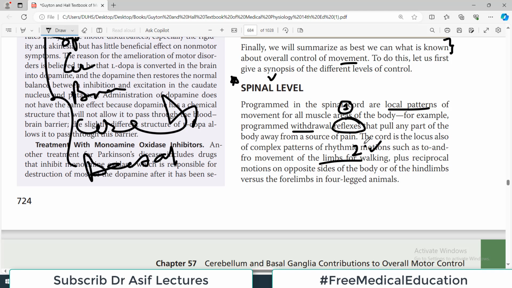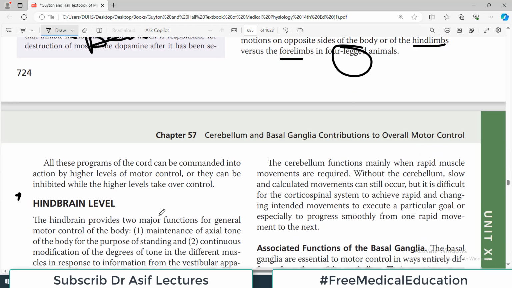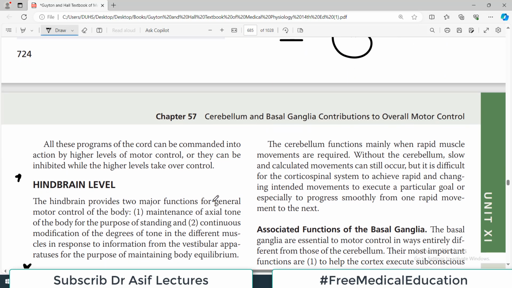The other thing which is happening at the level of spinal cord is the movement for walking, plus the reciprocal motion on the opposite side of the body of the hind limbs versus the forelimbs in the four-leg animals. जिस तरह four-leg animals में हमारे पास ज़ाहिर walking है, जब वॉकिंग आप करते हो तो पैटर्न वही है, आपके लोअर लिम्ब भी मूव कर रहे होते हैं, साथ साथ आपके अपर लिम्ब भी आगे पीछे मूव कर रहे होते हैं. I am sure you must have noticed this.